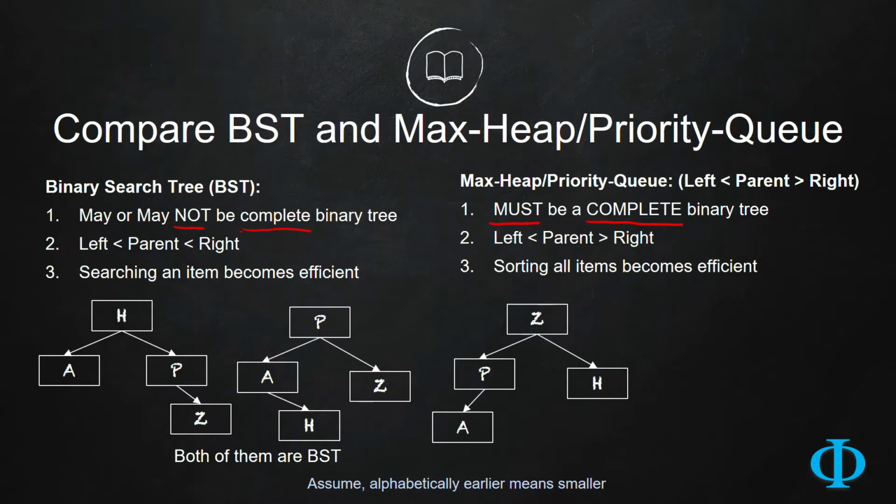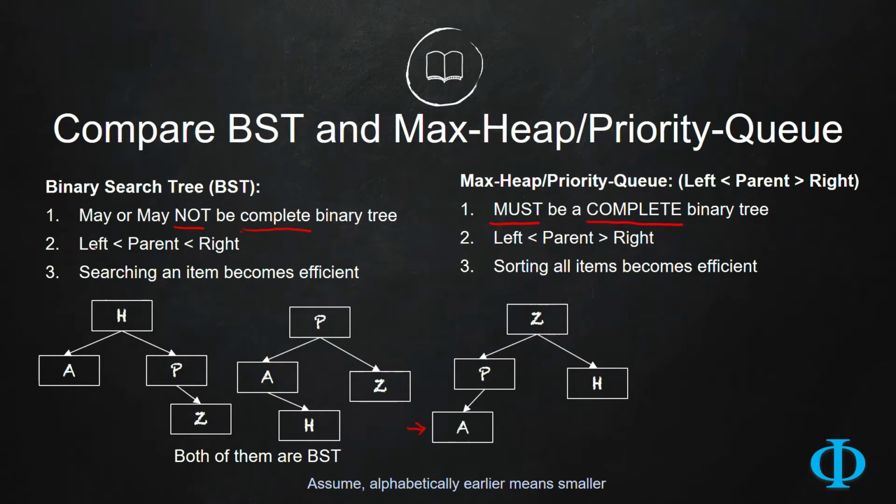That is, in a binary search tree, you really do not need to fill up the tree at a certain level, starting from left to right in this way. However, you must fill up the vertices of a tree at a particular level, starting from the left to right direction in case of a MaxHeap or priority queue.